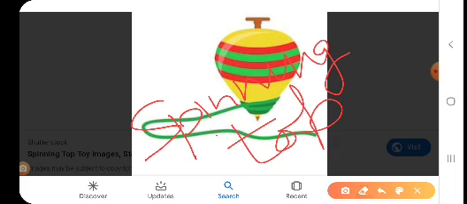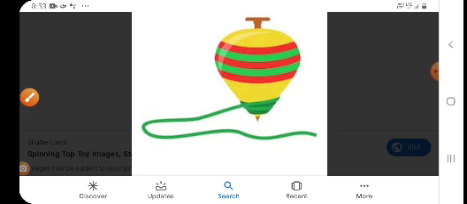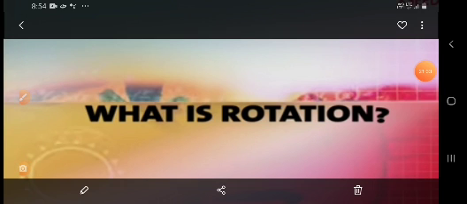So children, why am I showing this to you? Because the earth also rotates in the same manner as the spinning top rotates. So children, what is rotation? Have you ever heard about this rotation? And what happens due to this rotation of earth? Let us see, children, what happens.